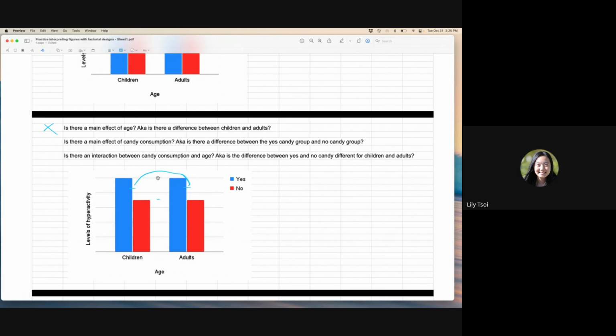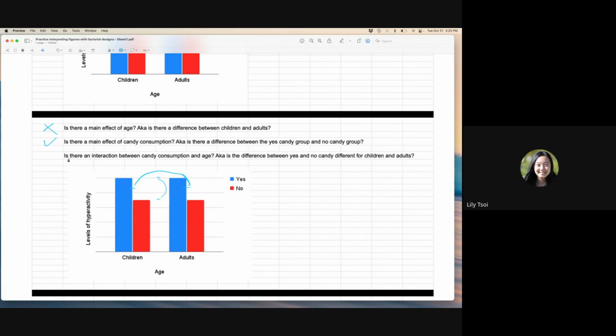So what we're trying to do is see whether there's a difference between the mean of the blue bars and the mean of the red bars. And it looks like we do have a difference. So there is a main effect of candy consumption. And the way you would interpret this is that levels of hyperactivity is greater for after candy consumption than no candy consumption.